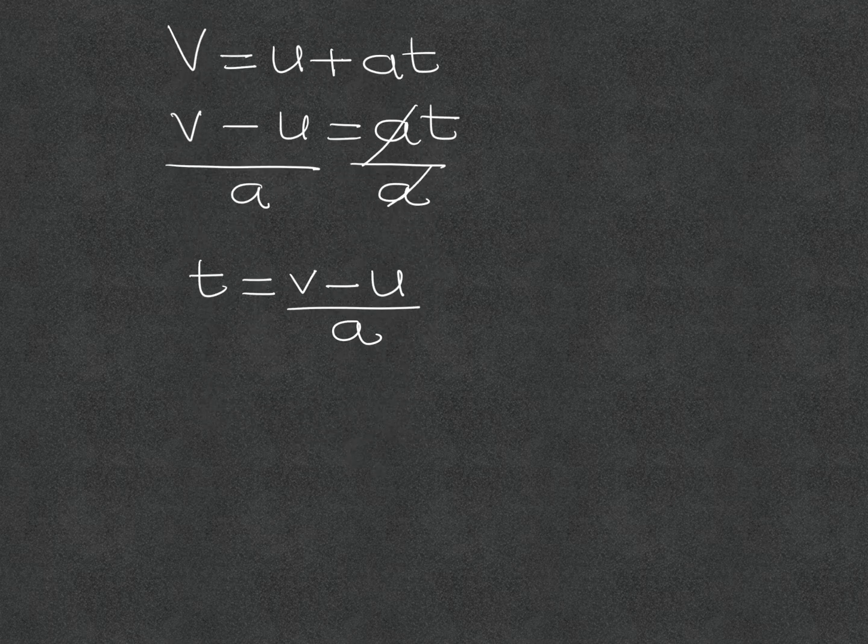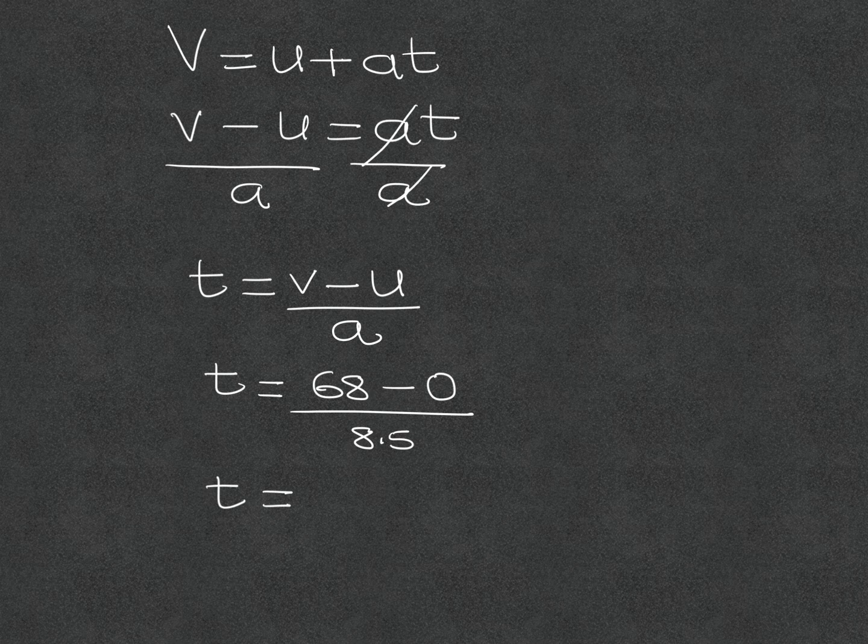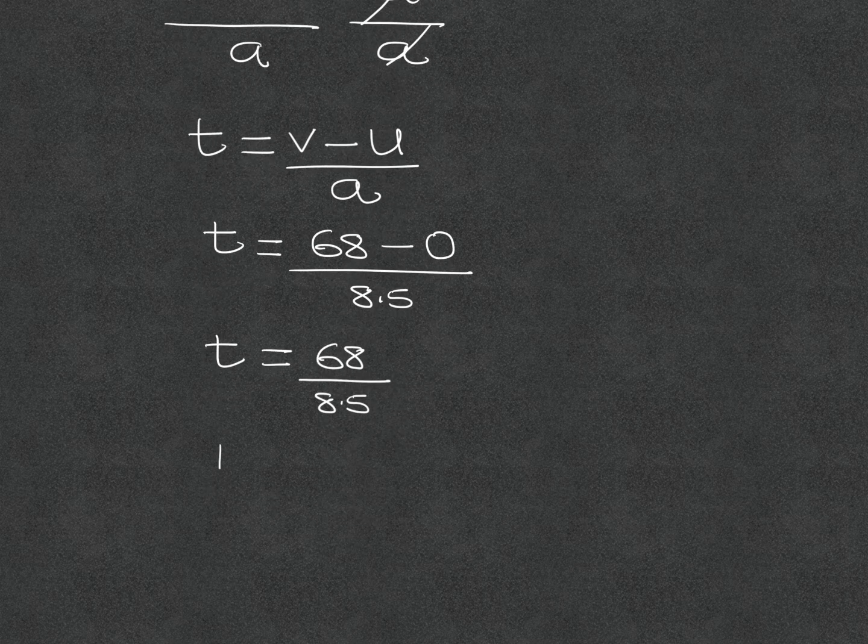So if we substitute the values, time is equal to the final velocity, 68, minus the initial velocity, 0, divided by the acceleration, 8.5. So time is equal to 68 minus 0, which is 68, divided by 8.5. Therefore, time is equal to 68 divided by 8.5, which is 8 seconds.